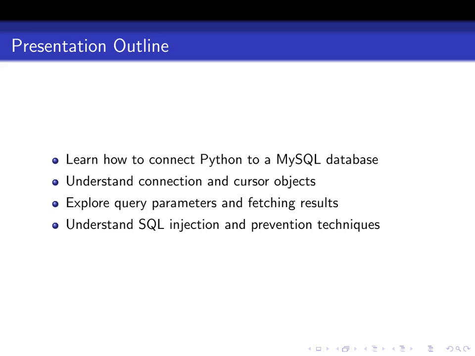First, we'll cover how to establish a connection between Python and MySQL. Next, we'll discuss the roles of connection and cursor objects, which are essential for executing queries and managing results. We'll then dive into query parameters, showing how they not only simplify query execution but also prevent SQL injection. Finally, we'll talk about best practices for SQL injection prevention to ensure your applications remain secure.